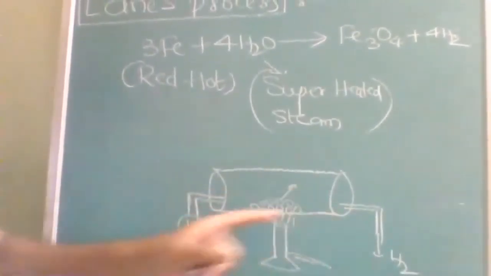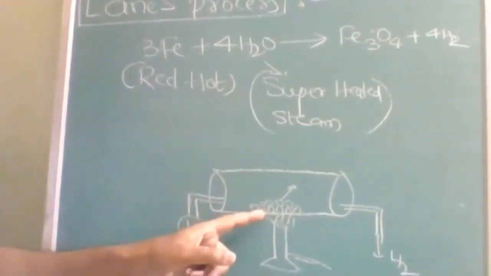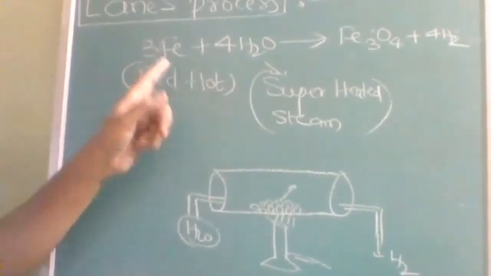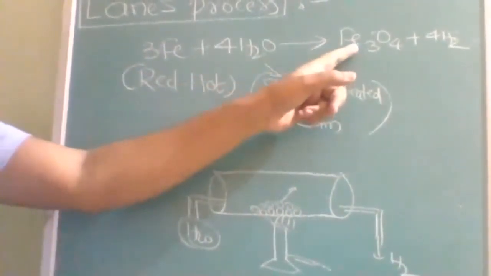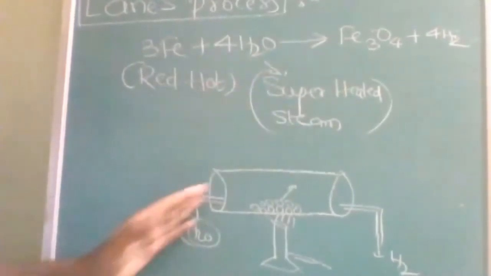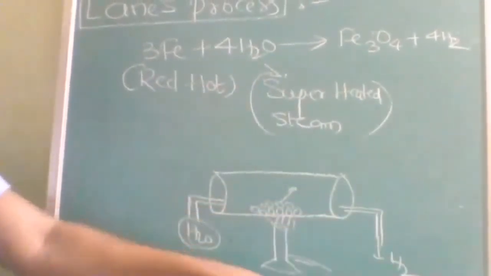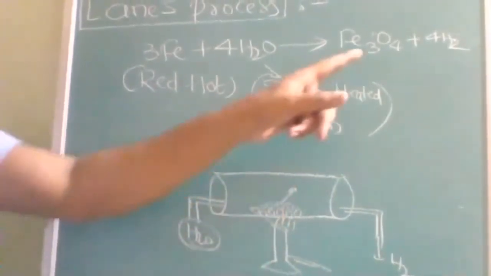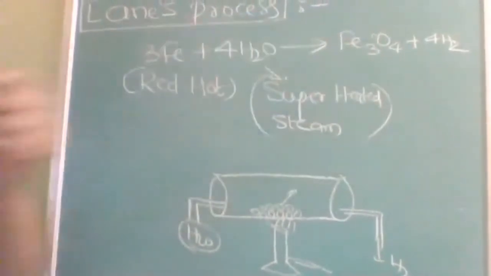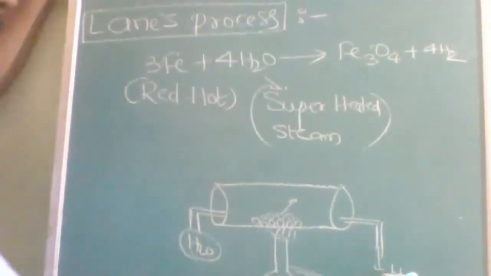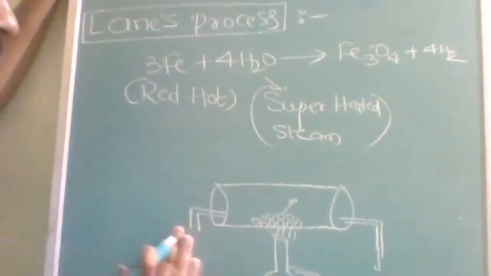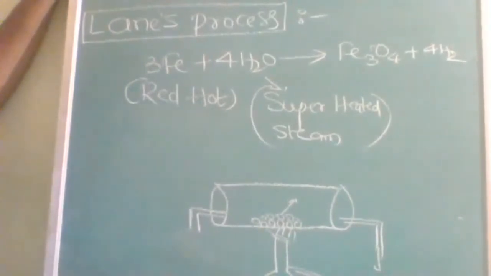After a certain point of time, all the iron available is completely converted into Fe3O4. Then even though you send water, you will receive water because there is no absorption capacity of the iron, as all iron is already converted into Fe3O4. Once we start receiving H2O, we will understand that no more iron is there, so we will stop this process.